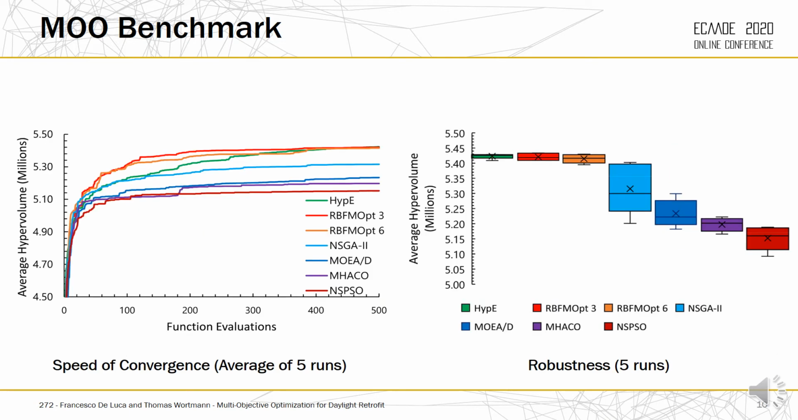Our results show that only HYPE and RBF-MOPT perform well on this problem. RBF-MOPT 3 and 6 represent different algorithmic settings, but result in very similar outcomes. HYPE and RBF-MOPT result in Pareto curves that have a higher quality, as represented by the chart on the left, and that are more consistent, as represented by the chart on the right. Remarkably, the popular NSGA2 algorithm is the least robust.